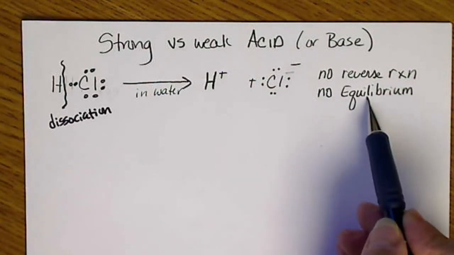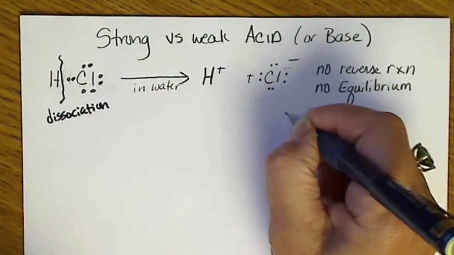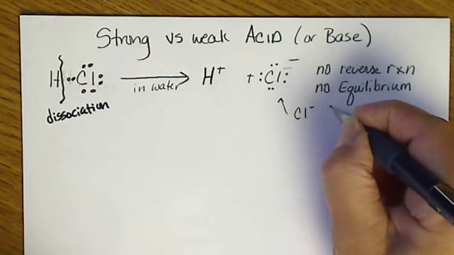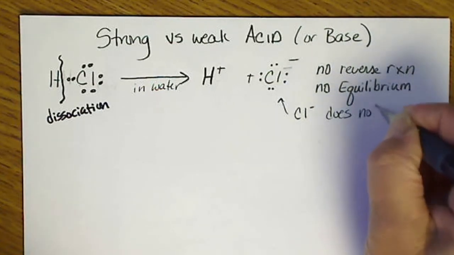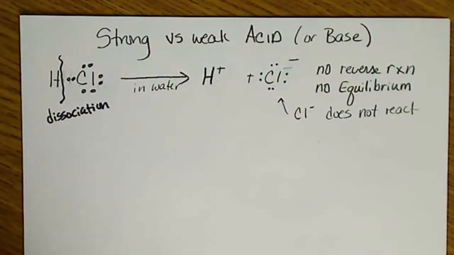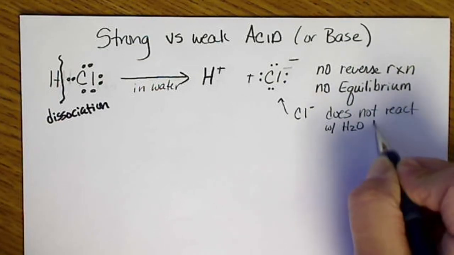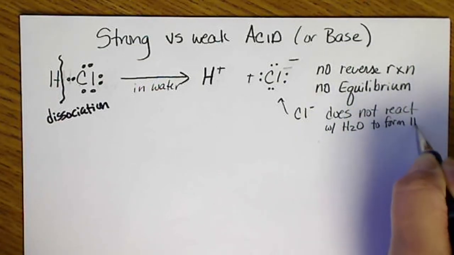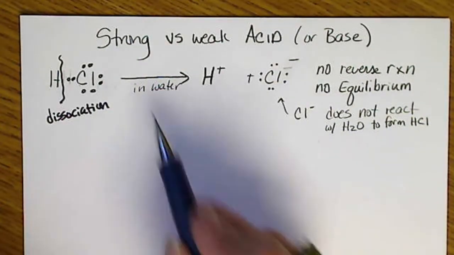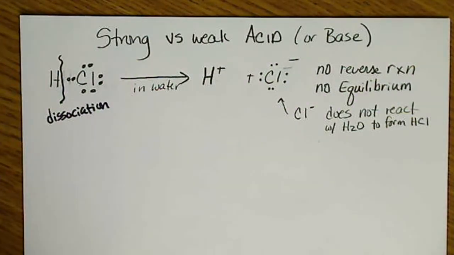That means there is no equilibrium set up and there is no reverse reaction. This is going to be very significant as we process through the next couple of chapters. What this means is that the chloride ion does not react with water. So any salt that's got chloride in it, we're going to see that the chloride itself will not affect the pH. This does not react with H2O to form HCl. So there's no way that this reaction is going to run in reverse. Chloride is basically just a spectator ion.